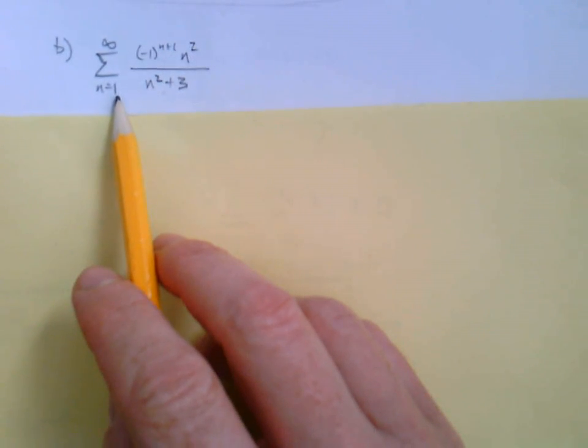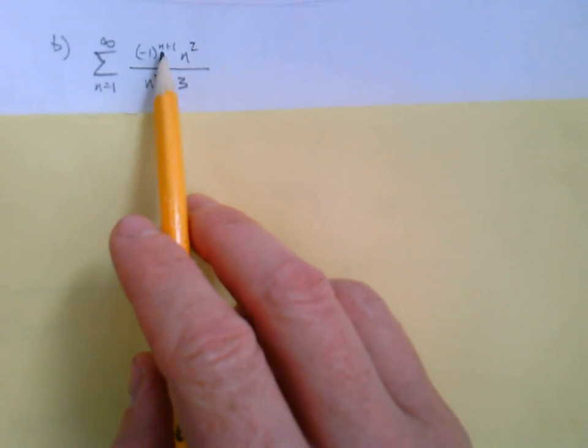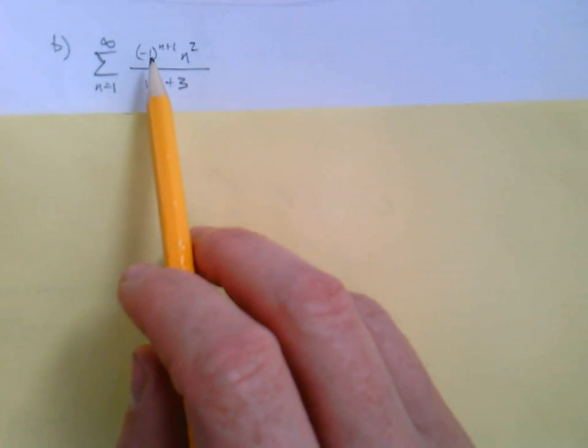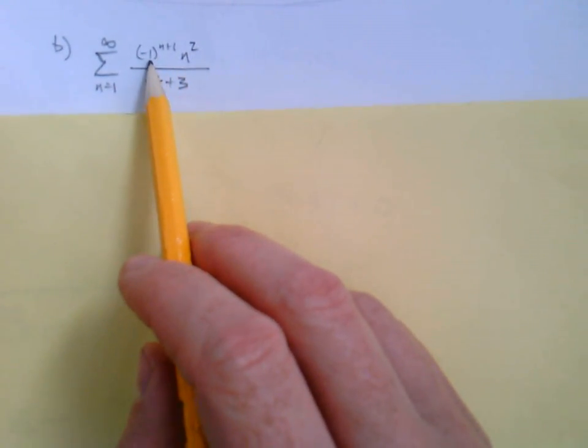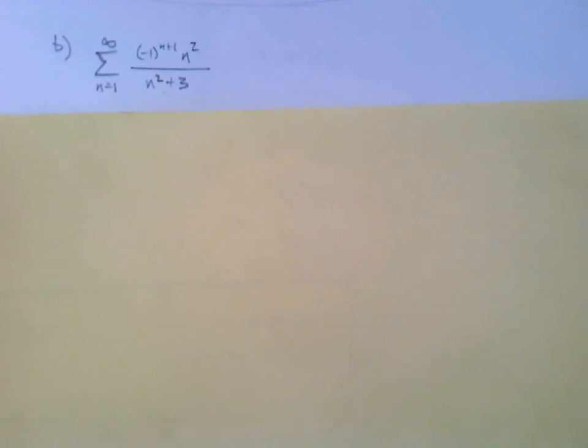Well, the very first term would be positive because we'd have negative 1 squared, versus if it was just negative 1 to the n, it would start off negative. So there's really the difference. Okay, the point being, to apply the alternating series test, we want to identify the non-alternating part. Here it's n squared over n squared plus 3.